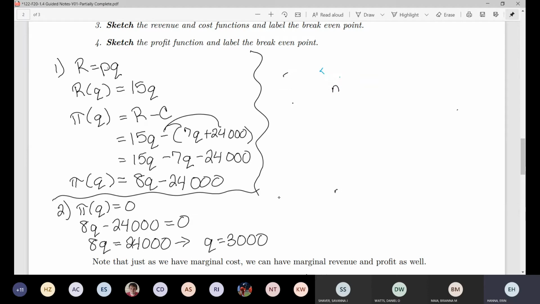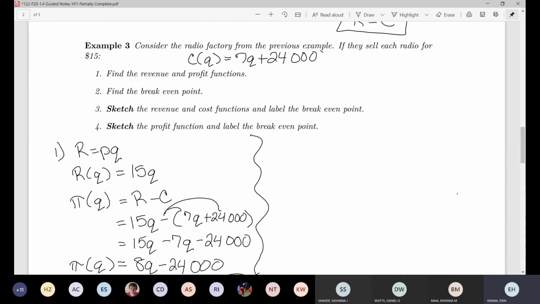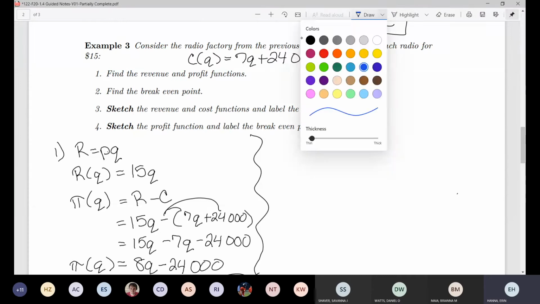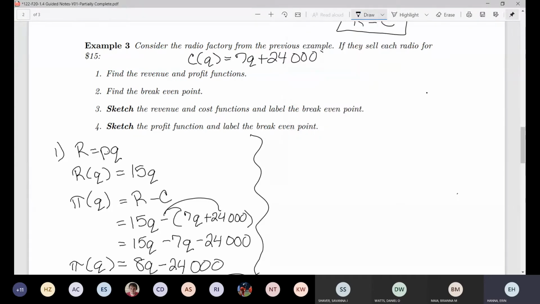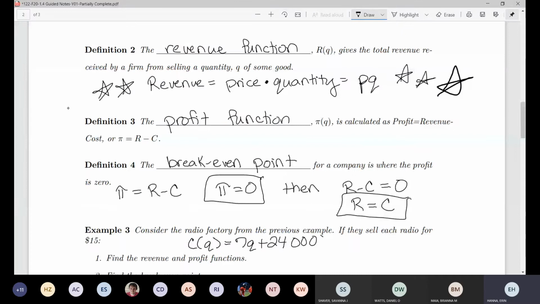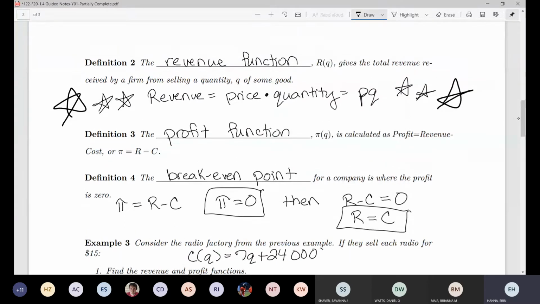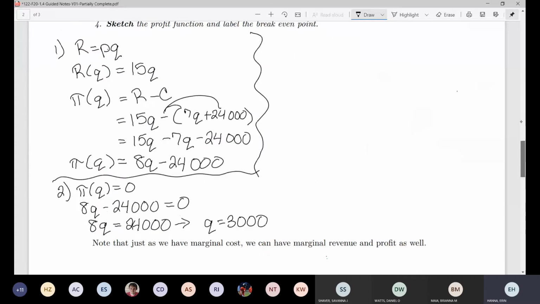So part A, we got through part 1, which I think was okay. Maybe I'll talk about it really quick. To remind us, we're talking about this radio factory, which was also from the previous example. We had this cost function of 7Q plus 24,000. Then we were asked, if they sell them at $15, what's the revenue and profit? We need to make sure we remember that revenue equals price times quantity. So we used that to find our revenue function of 15Q.